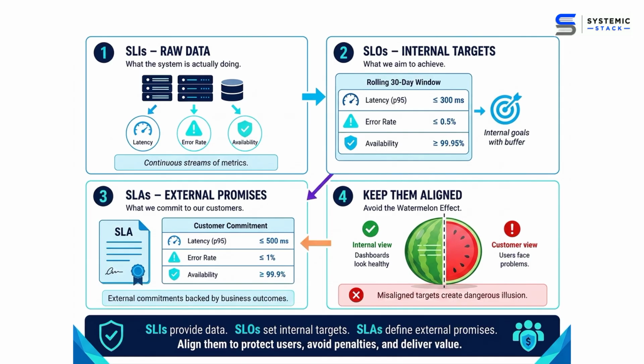In an interview, explain that a robust system architecture isn't just about the code, it's about this flow of information. You need to be able to justify an architecture choice by showing how it helps you hit an SLI, which protects an SLO, which ultimately keeps you from breaching an SLA and losing money.